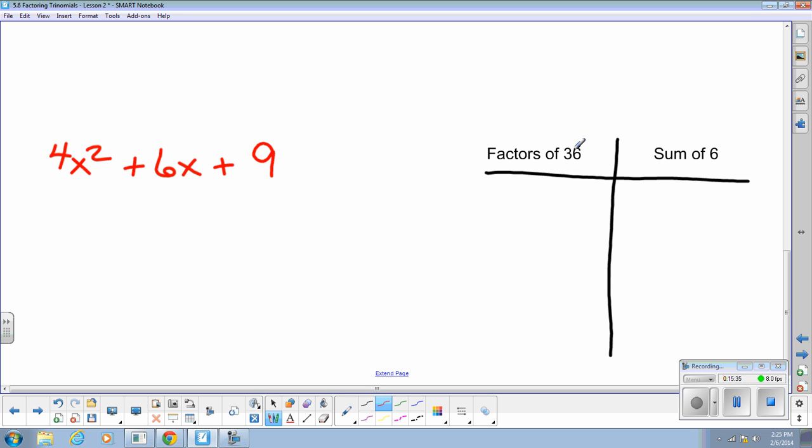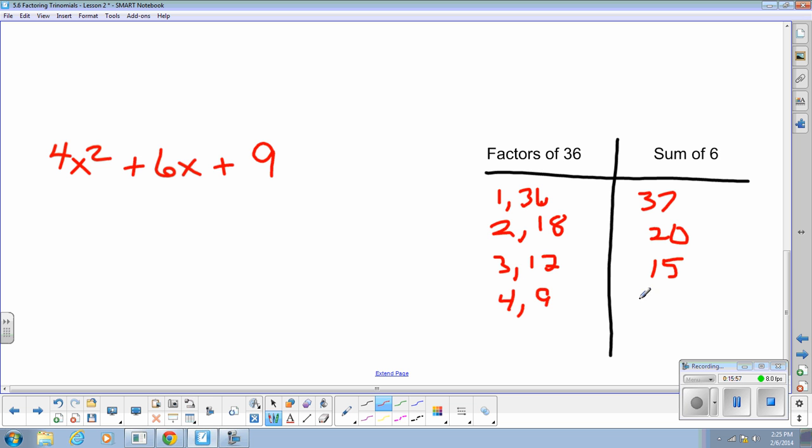Factors of 36, positive sum. So 1 and 36, sum of 37. 2 and 18, sum of 20. 3 and 12, sum of 15. Going down, so I'm going the right way. 4 and 9, that's 13. 6 times 6, that's 12. Are there any more? 1, 2, 3, 4, 5, 6. Let's see, 7. No, 8. No, back to 9. And I already have 9. I don't get a sum of 6 on this one.